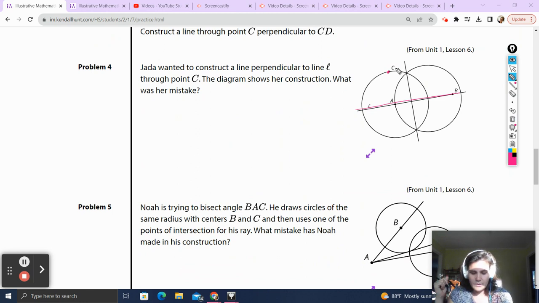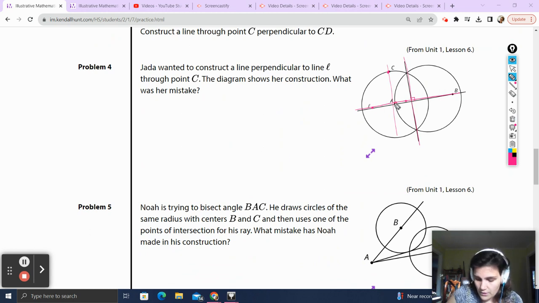The diagram shows her construction. What was her mistake? Well, it looks like here she constructed a perpendicular bisector, which is nice. And she just didn't do it through point C. So if she wanted to do it, she'd have to create another place to construct a perpendicular bisector from, draw her circles, and do it through point C. And that's what she would have to do.